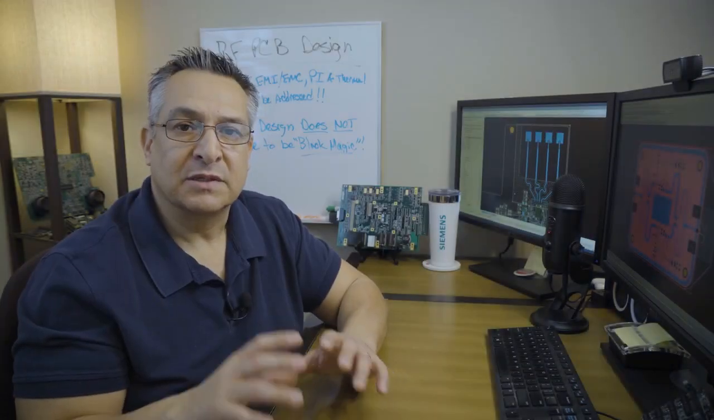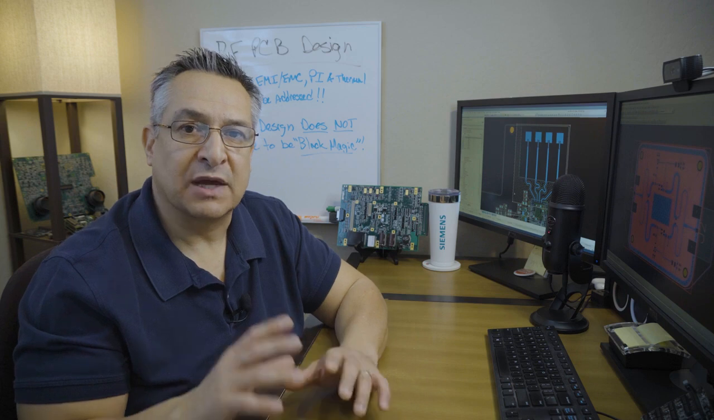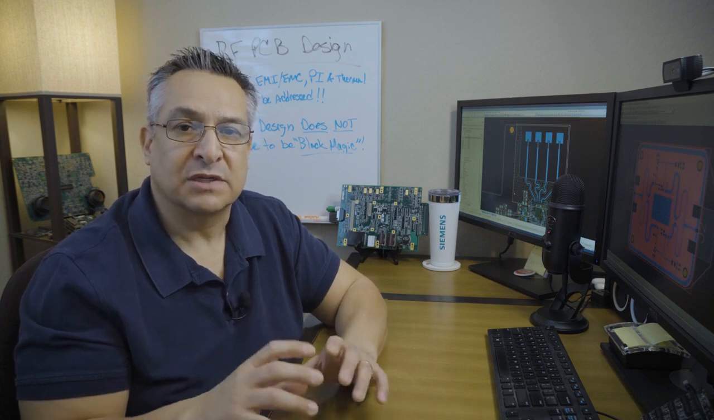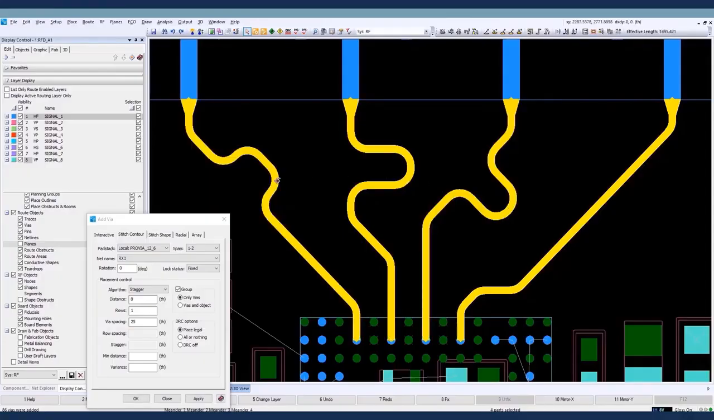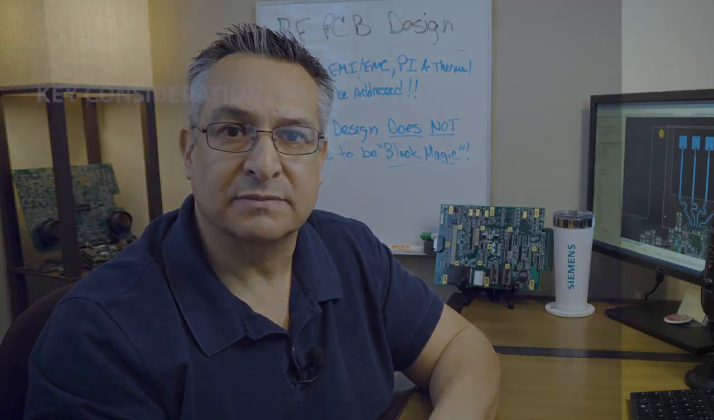RF PCBs often involve the use of specialized high-frequency components such as RF connectors, filters, and amplifiers. These components must be carefully selected and placed to minimize the parasitic effects and maintain the RF characteristics.